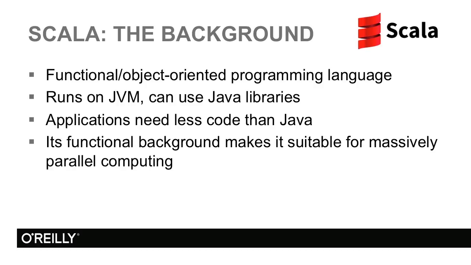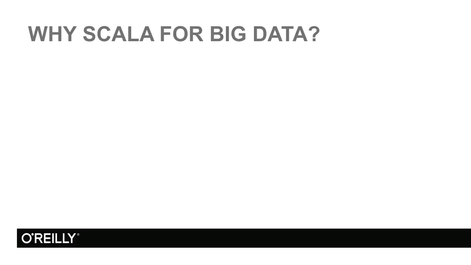One thing that is really interesting about Scala is that it has a functional background. What that means is that functions are first-class citizens in the language, and the functional paradigm is known to be very suitable for massively parallel computing. Now, why would we use Scala for big data?